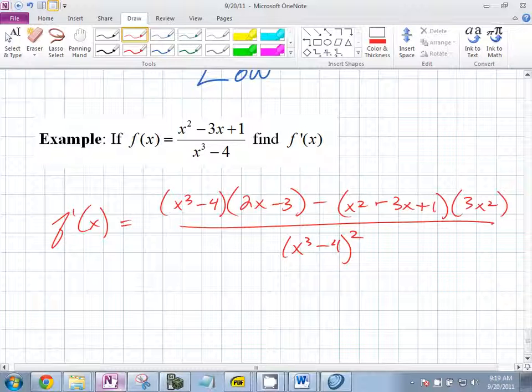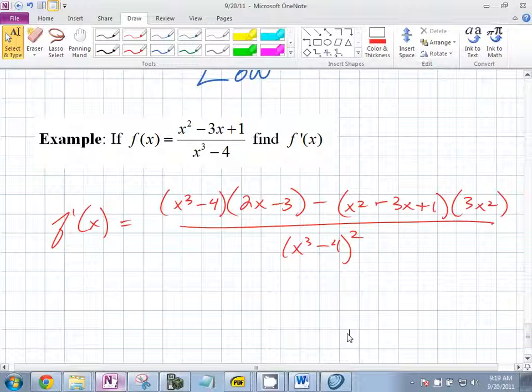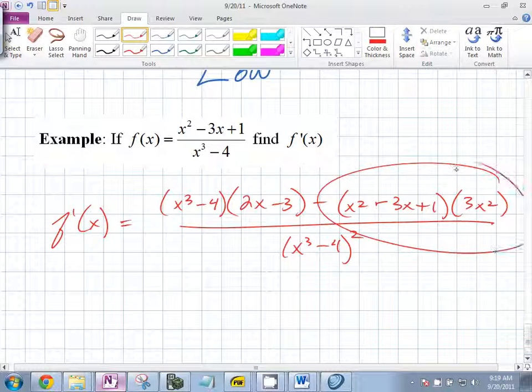But at this point, do you have to go any further? Is this the derivative? Yes. Could you go further and maybe simplify this? Yes, you absolutely could. Could you factor x cubed minus 4 out of the bottom and top? No, there's no x cubed minus 4 up here. It's only in that one term, though.